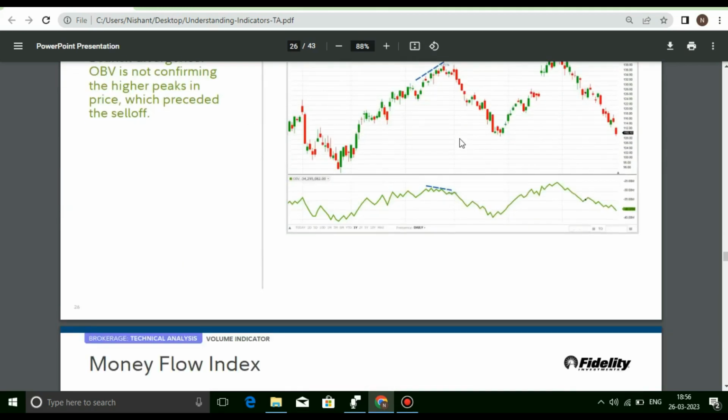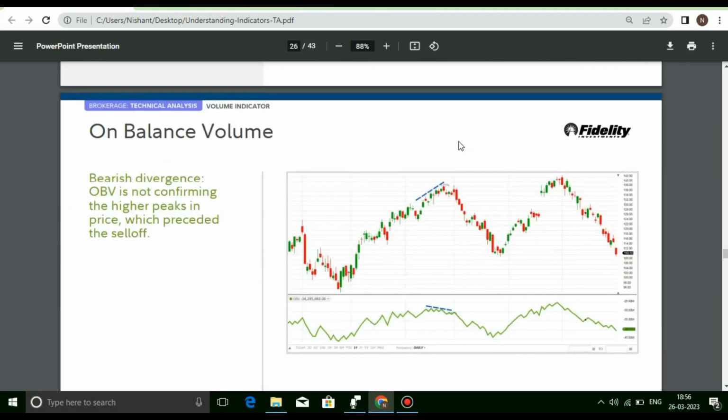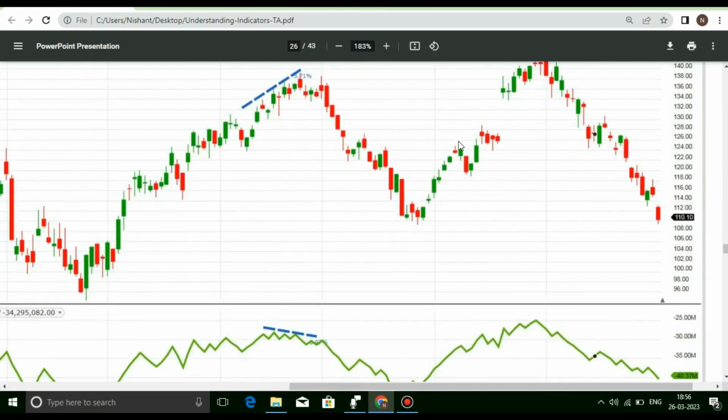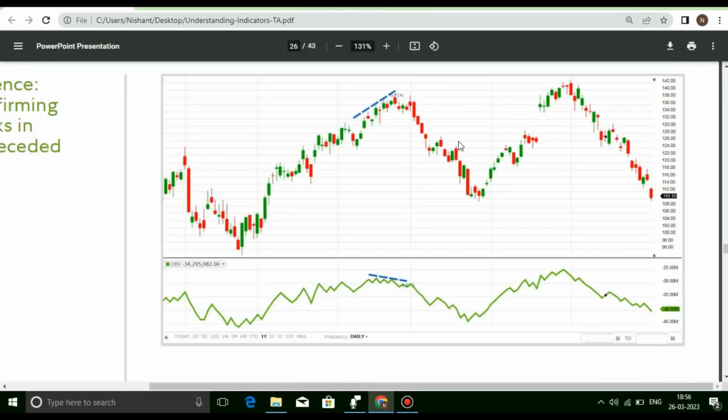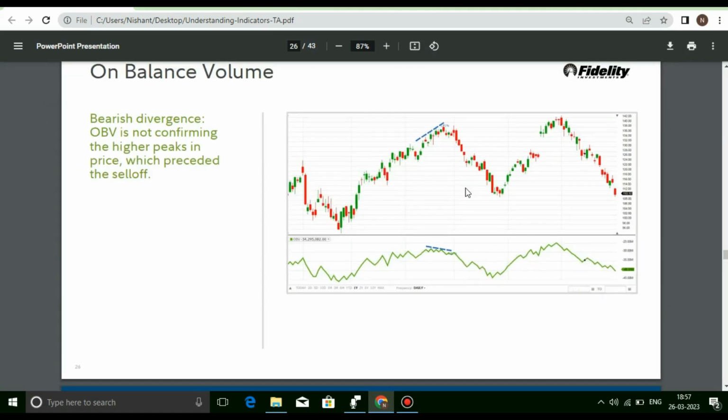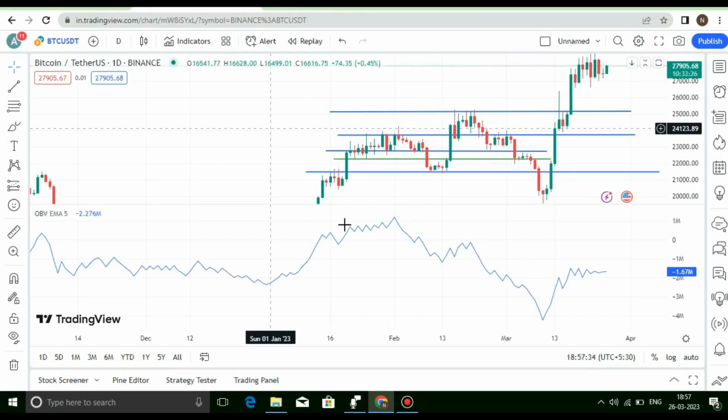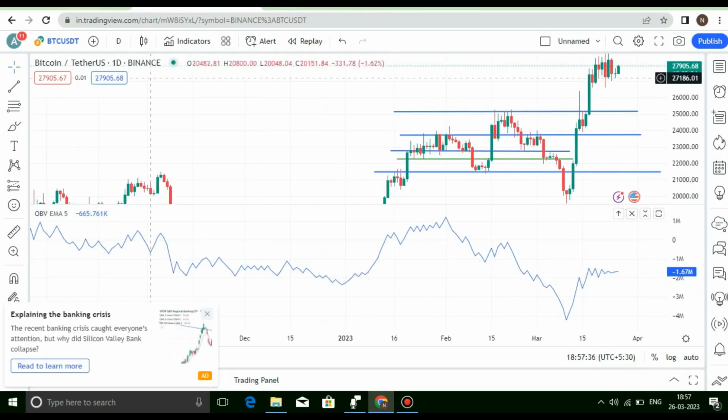So let's see it, guys. Has any divergence occurred? Negative divergence in OBV. Here we have it. The price movements are going upward and the OBV is going downward. Then thereafter an imminent trend reversal has happened. So like this, you can see the divergence in OBV as well. So that's it, guys. That's it for the on balance volume indicator.